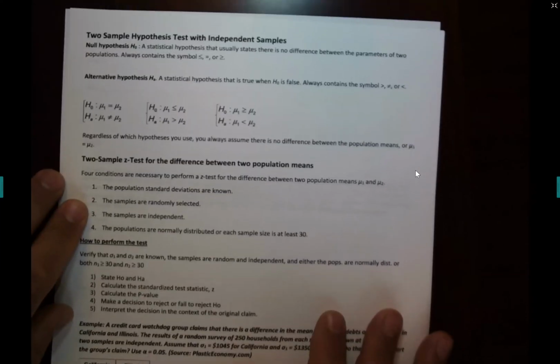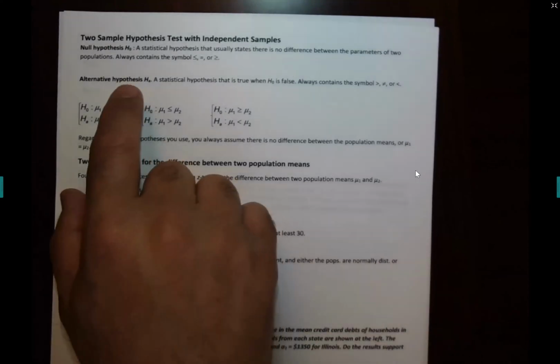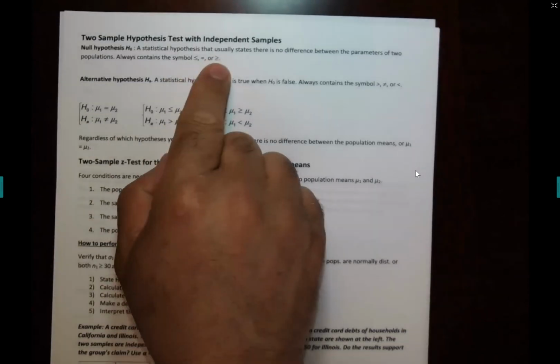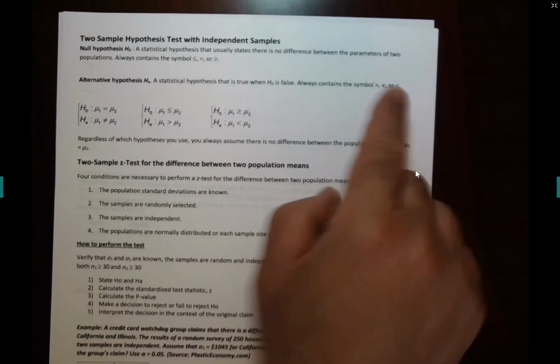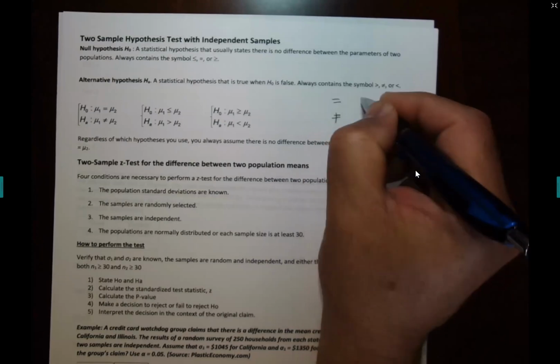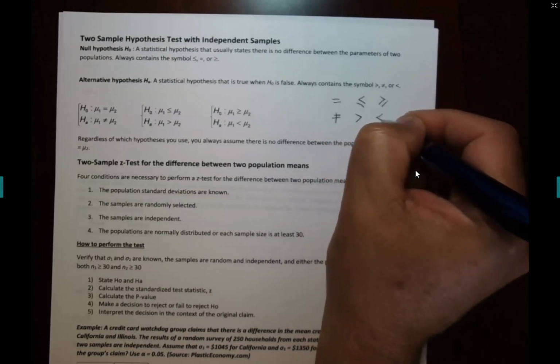You're going to see this is not going to be a hard chapter at all if you have a good grasp of hypothesis testing from chapter 7. Two statements, H0 and HA. A statistical null hypothesis H0 is a statistical hypothesis that usually states there is no difference between the parameters, and they will use those signs. The alternative hypothesis will use one of those 3 signs. And I told you guys, if you have an equal, you must have a not equal. If you have less than or equal, you have a greater. If you have a greater than or equal, you have a less.